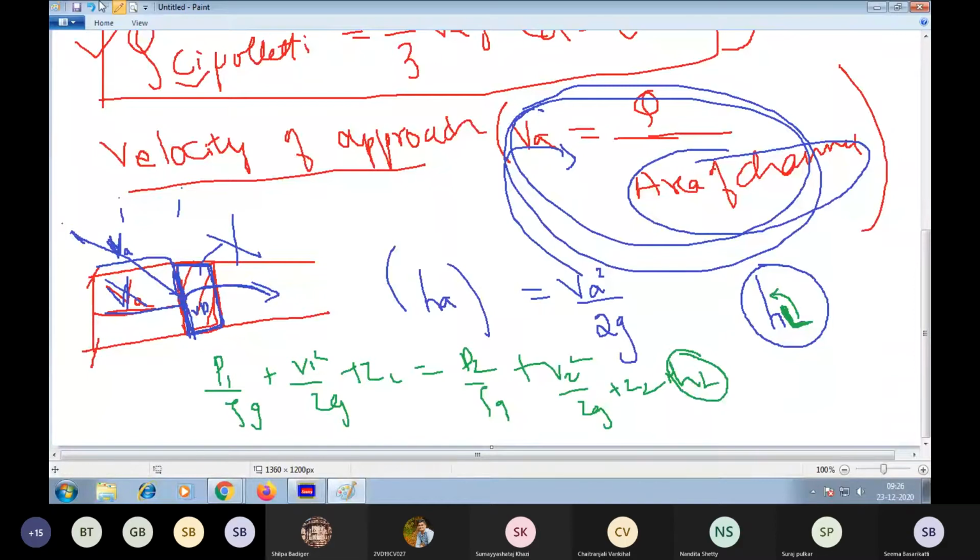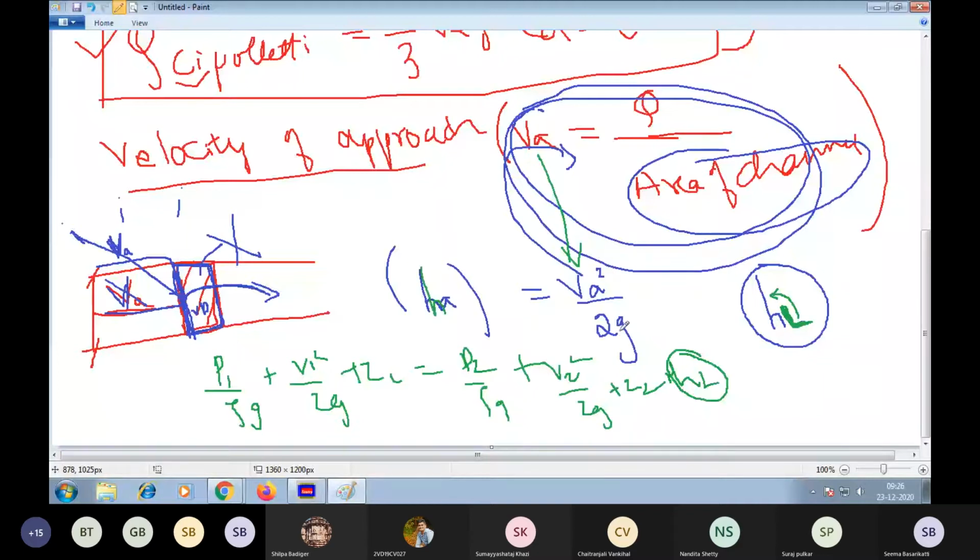Forget about this, I just gave an example of how to calculate the loss of head. In this particular model, a model of a weir, if I ask you to calculate the velocity of approach, how are you going to calculate it? By taking Q divided by the area of the channel. Now where is this VA used? VA is used in the equation HA, that is VA square divided by 2G.